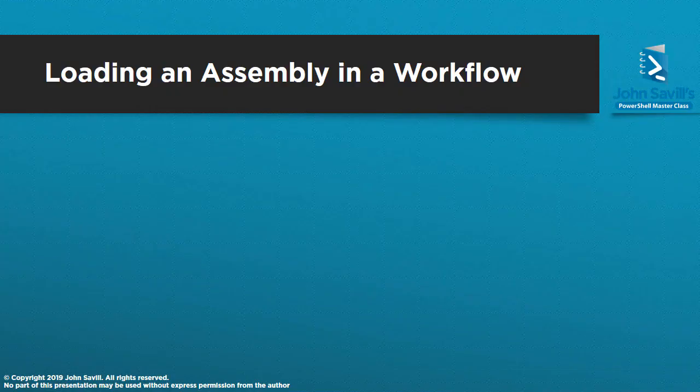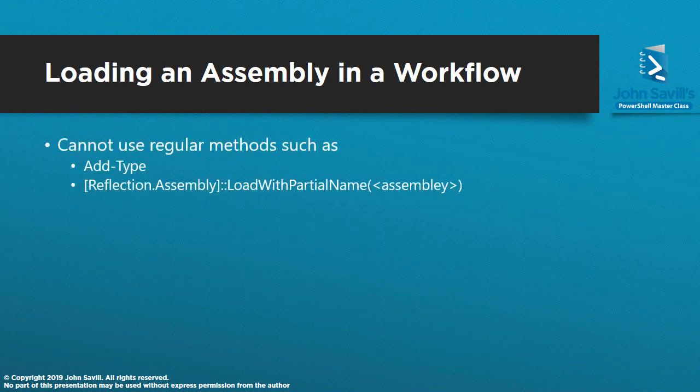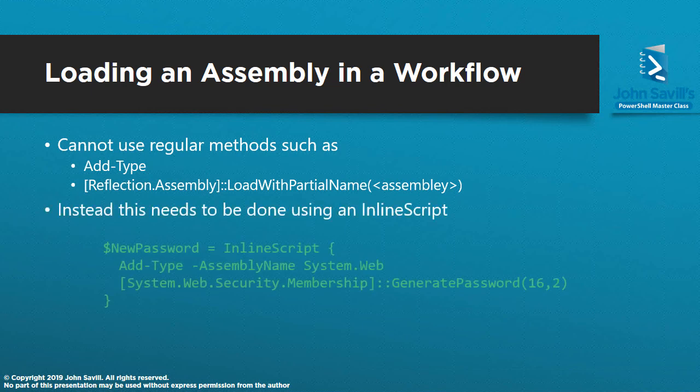Now, I cannot use regular methods like add type or load with partial names. I cannot load assemblies in a workflow. Instead, I use an inline script. So for example, here I'm saying, hey, the new password is equal to a new inline script, and then I can use the regular types of assembly that I might use in a script. So here I'm loading in the System.Web, and I'm using a security membership to generate a password. So that's how I can use assemblies.